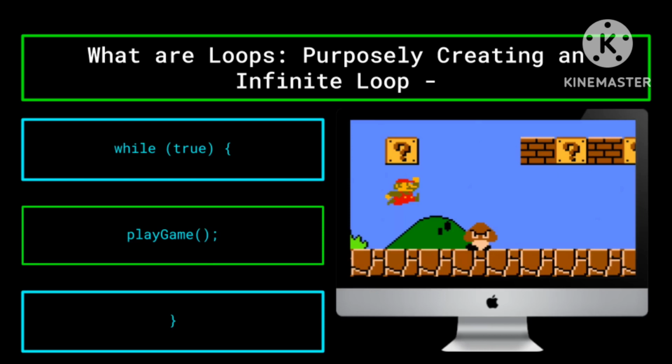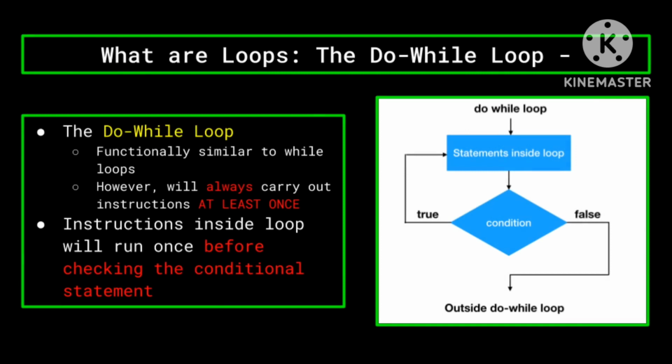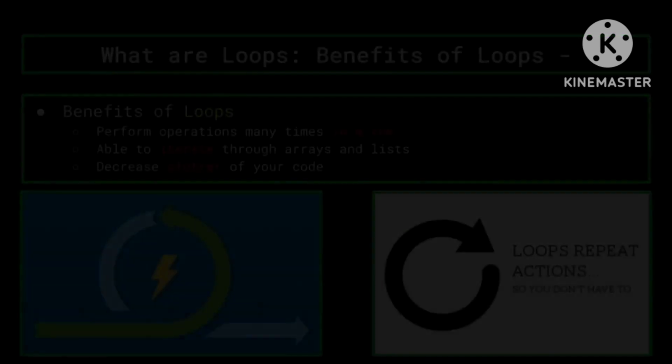Finally, I'd quickly like to cover the extension of a while loop, the do-while loop. Do-while loops are very similar to while loops, except they will carry out their instructions at least once, even if the condition is false, and then will carry on like a basic while loop. Essentially, the conditions inside of the loop will run at least once, and then if the condition is still met, they will run again and function as a normal while loop would.